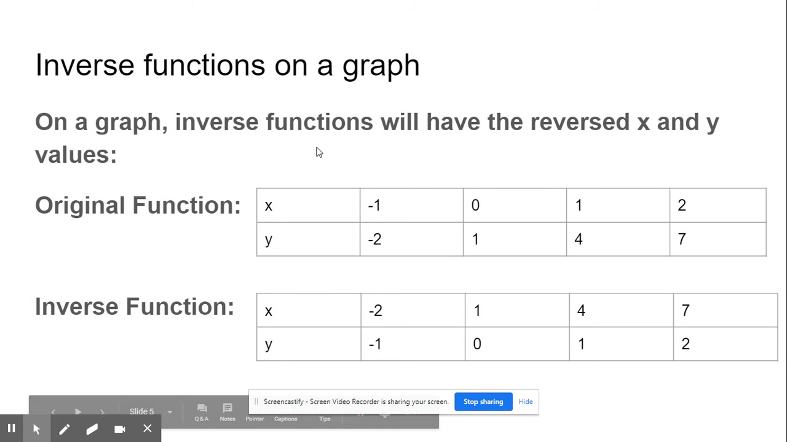So one of the things that's important is that for inverse functions in a graph, they will have the reverse x and y values. So here's an example where you have an original function with these different x, y values. And if you notice, the inverse function has it reversed. So for example, on the original function, a point is (-1, -2), and on the inverse, the point is (-2, -1).